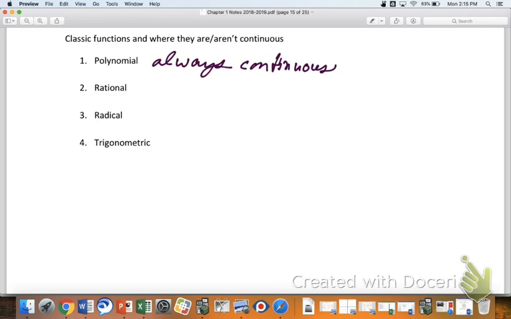Rational. What kind of bad things could happen? When I say bad, I mean points of discontinuity. What kind of things could happen with a rational? 0 in the denominator. Yeah, 0 in the denominator. And what could that 0 in the denominator cause? Could cause a hole or a removable discontinuity. What else? Yeah, vertical asymptote. So with rational functions, you have potential discontinuities. Potential, not guaranteed, but potential all over the place. You could have holes, vertical asymptotes, things like that.